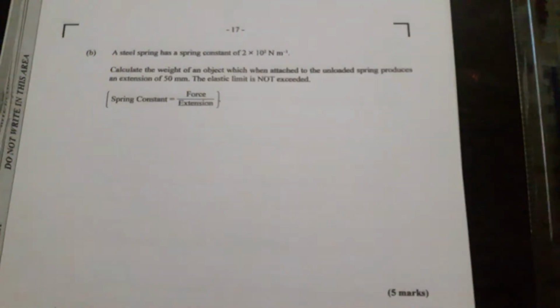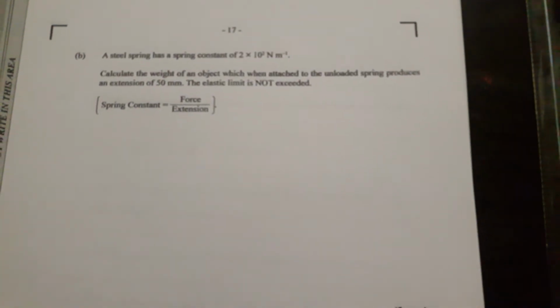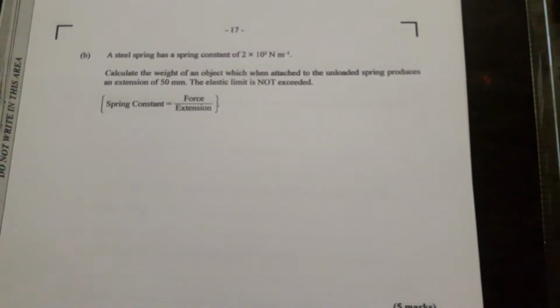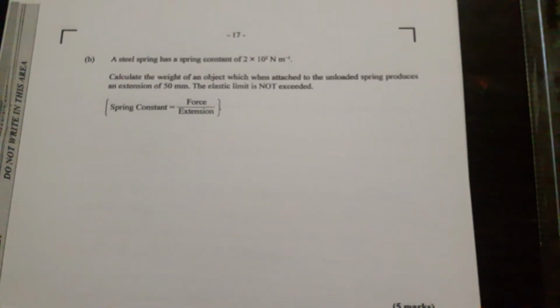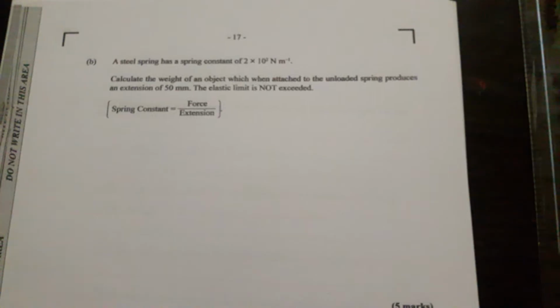Then now it says a steel spring has a spring constant of 2 times 10 to the 2 newtons per meter. Right? And it says calculate the weight of an object which, when attached to the unloaded spring, produces an extension of 5 millimeters. The elastic limit is not met.